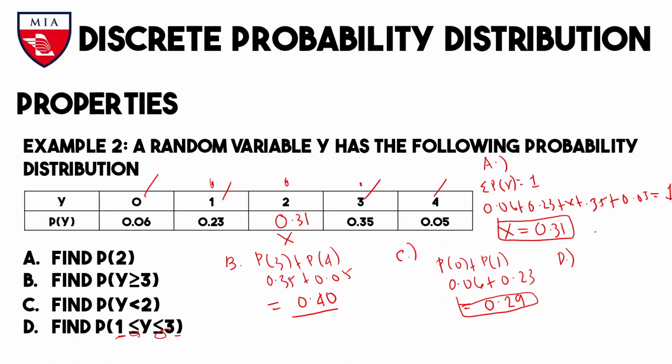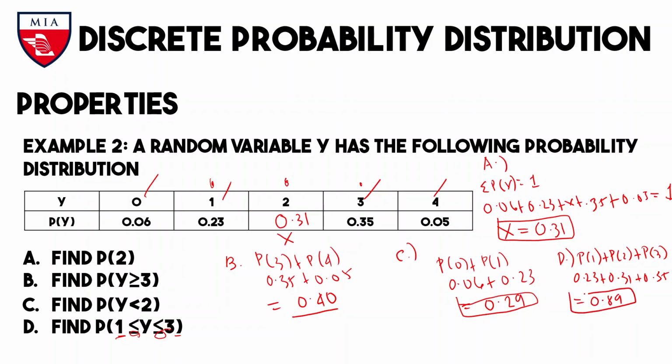So we will just add P1, P2, and P3. We have P1 plus P2 plus P3, so 0.23 plus 0.31 plus 0.35. What's the answer in D? We have 0.89.